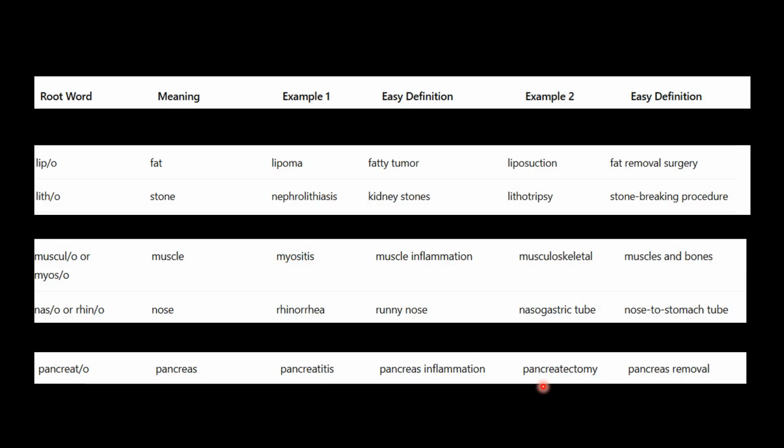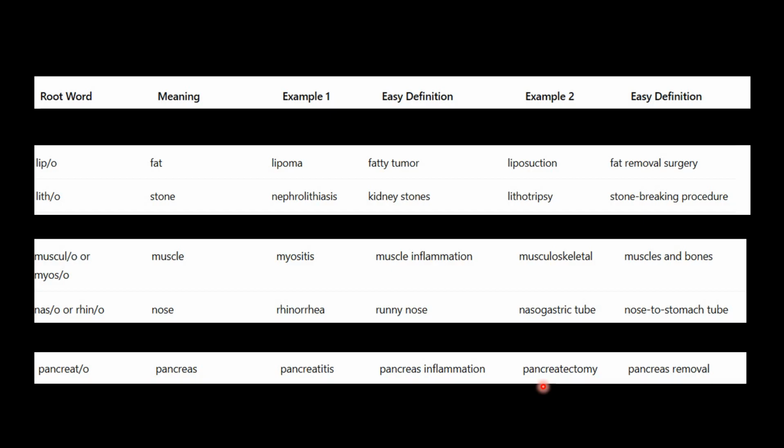So if something is related to stone, then we will use lith or litho. For example, nephrolithiasis, which is kidney stones. This is a common disease, so you might have heard about this, kidney stones, right? So this thing is denoted with the terminology nephrolithiasis. Then we have lithotripsy. Lithotripsy means stone breaking procedure. Clear?